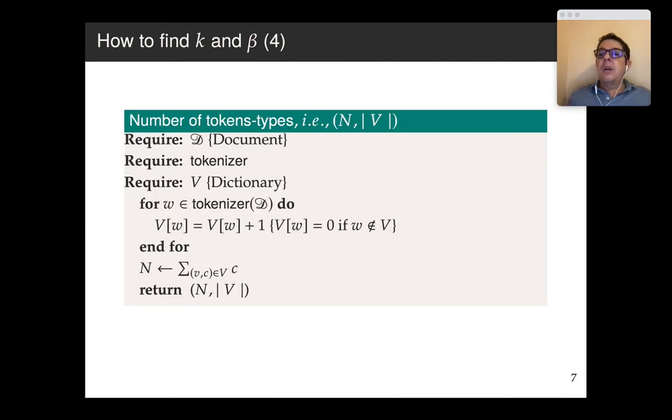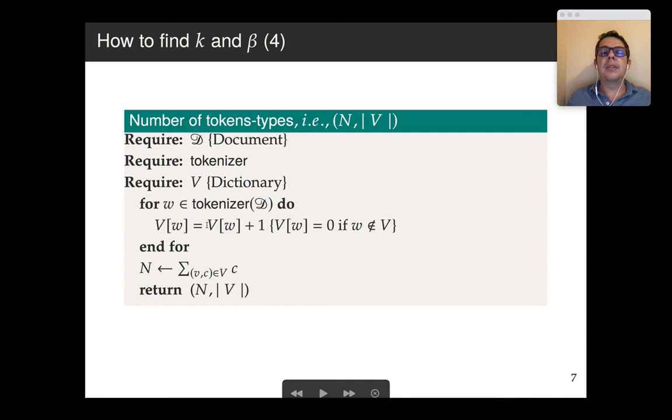Now, I haven't described how to create the set of points given a document. So imagine we have a document. This is the algorithm we are going to use to compute the number of tokens and the vocabulary. We start with a document. We also require a tokenizer, which we have discussed, and a dictionary. A dictionary is a key-value data structure: on the keys you have the words, and on the values a number that indicates how many times that word has been seen during the reading of the document. So you tokenize the document, iterate over all the tokens in the document D, and count the different types or words that you see.